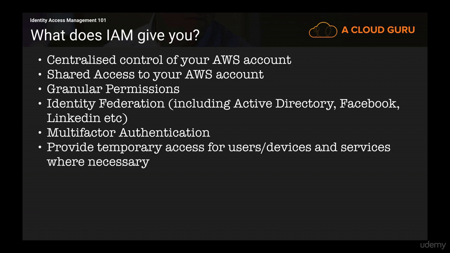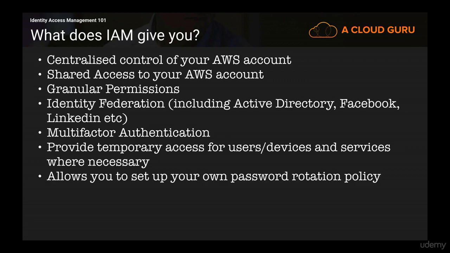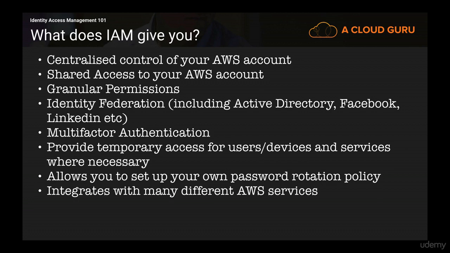And IAM also allows you to provide temporary access for users or devices and services where necessary. So you can actually set it up so that if you're developing a web application or a mobile phone application, that application can temporarily access your AWS account and perhaps store things in DynamoDB or in S3, for example. It allows you to set up and manage your own password rotation policy. It integrates with many different AWS services and it supports PCI DSS compliance.